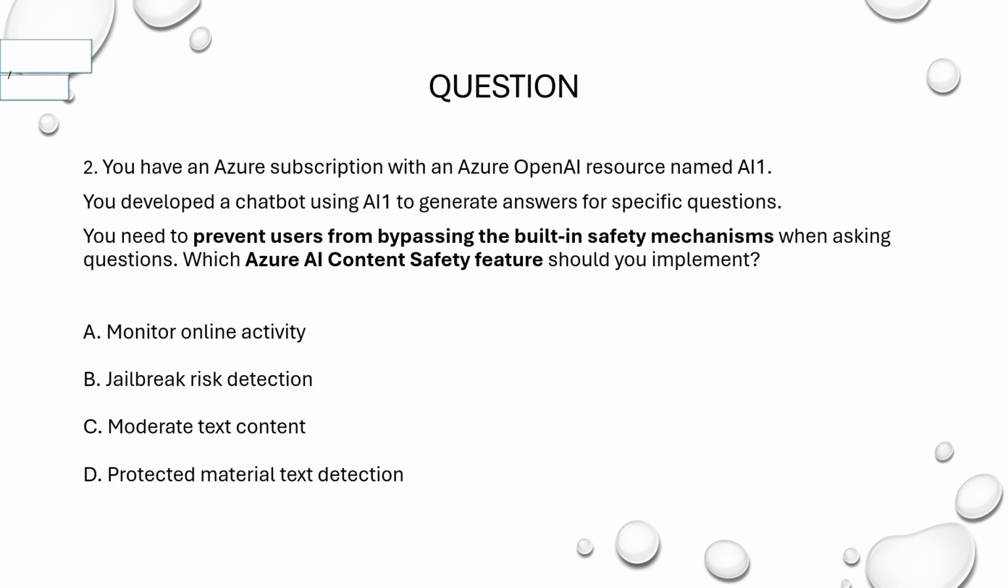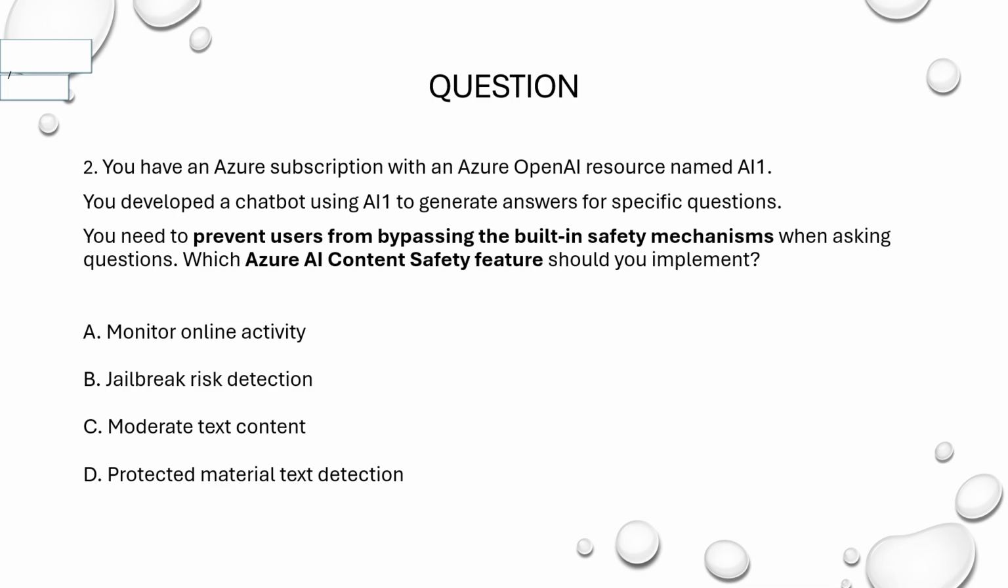Now to the question. You have an Azure subscription with an Azure OpenAI resource named AI1. You developed a chatbot using AI1 to generate answers for specific questions. You need to prevent users from bypassing the built-in safety mechanisms when asking questions. Which Azure AI Content Safety feature should you implement? Options: monitor online activity, jailbreak risk detection, moderate text content, protected material text detection.